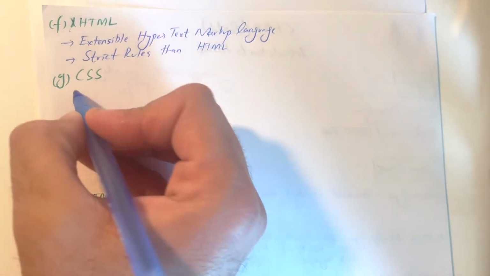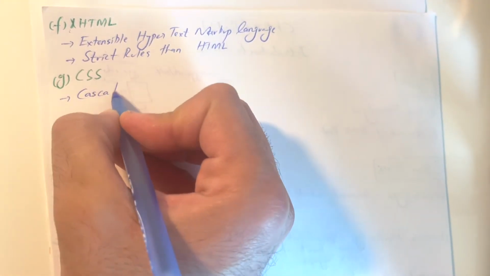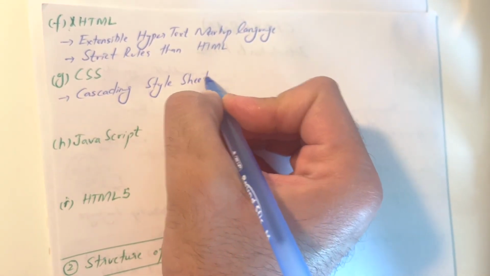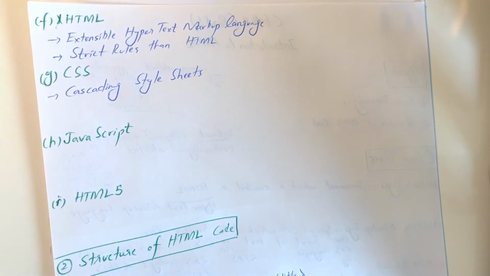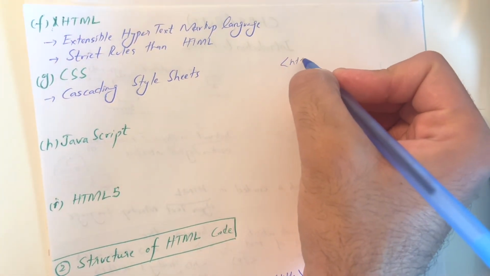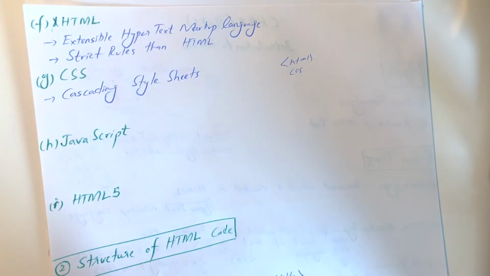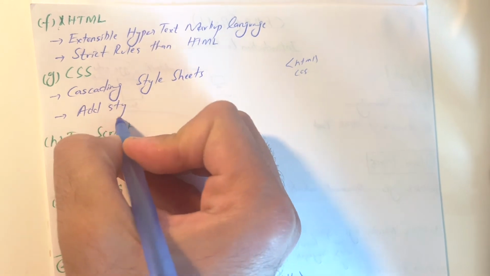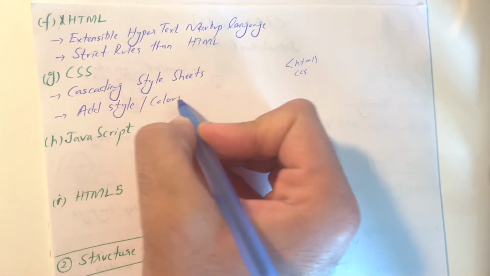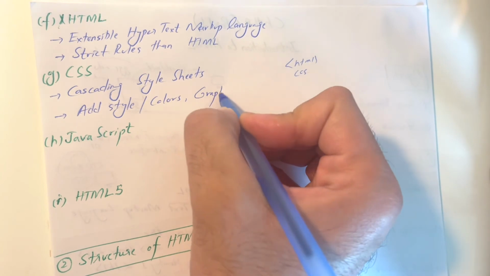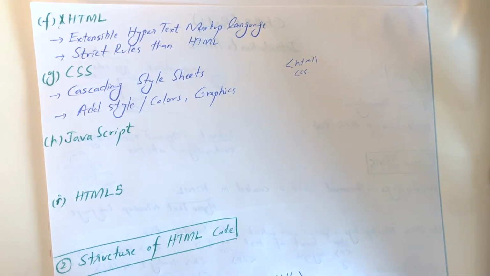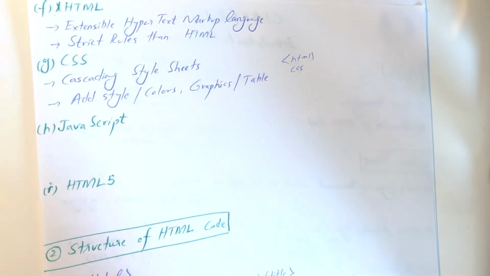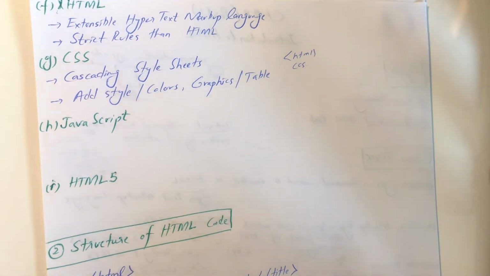CSS stands for cascading style sheets. It's not basically something which you have to do separately. If you wrote your HTML code, within the HTML code, you can put the CSS scripts as well. So CSS is typically used to add styling in the website, styles, colors, for example, graphics, or for example, sequences, or tables. We typically use CSS to add tables, etc., on the web page. We'll do that, of course.